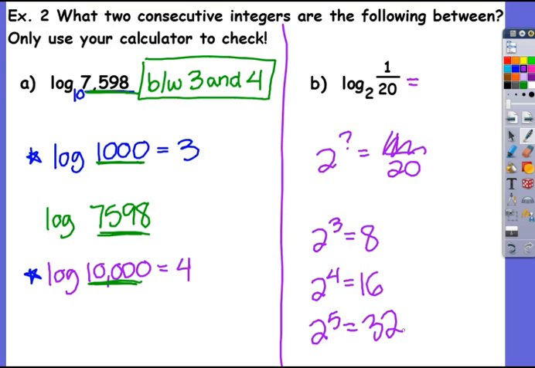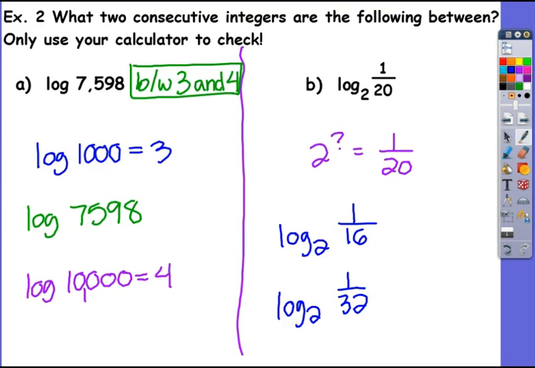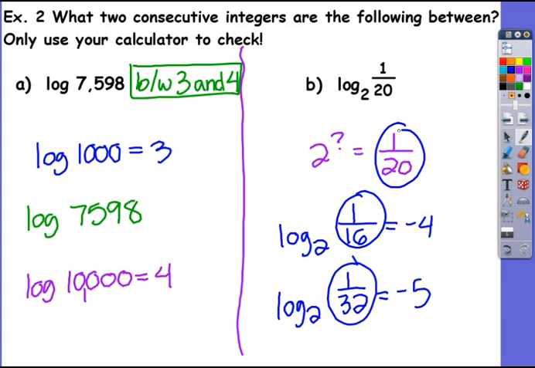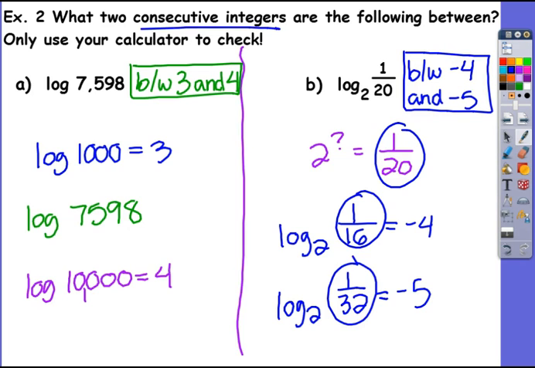But if I want to look at 1 over 20, since log base 2 of 1/16 would be negative 4, and then down here we have 2 to the negative 5th would give me 1 over 32. Since these numbers sandwich 1 over 20, that means my answer should be between negative 4 and negative 5. By the way, when I'm asking for consecutive integers, it needs to be integers that are back to back. So I can't say between negative a million and a million. I need to find 2 integers right next to each other for my answer.